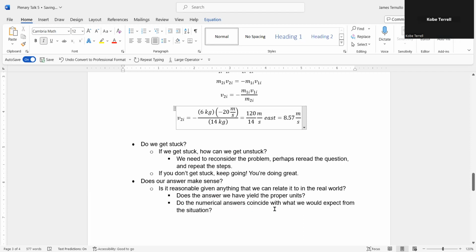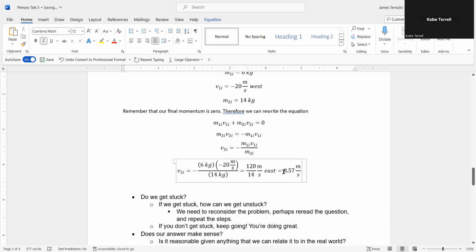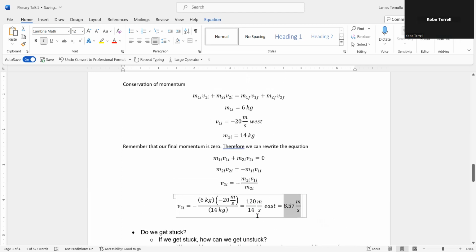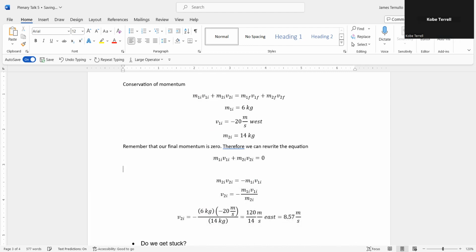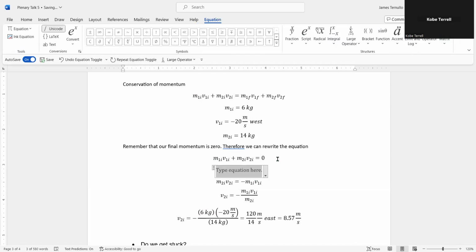Do the numerical answers coincide with what we would expect from the situation? Well, that's the question that I stopped at before I started reviewing these. Does this number make sense? Well, yeah, it makes sense. The reason why is because if we look at this equation here, let's go ahead and plug these numbers in just to see what's going on here.